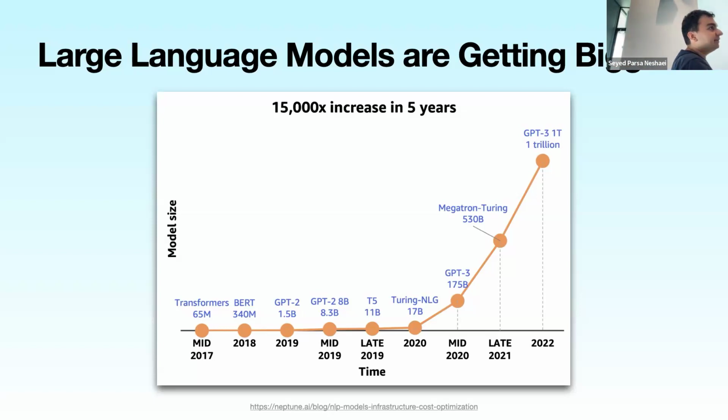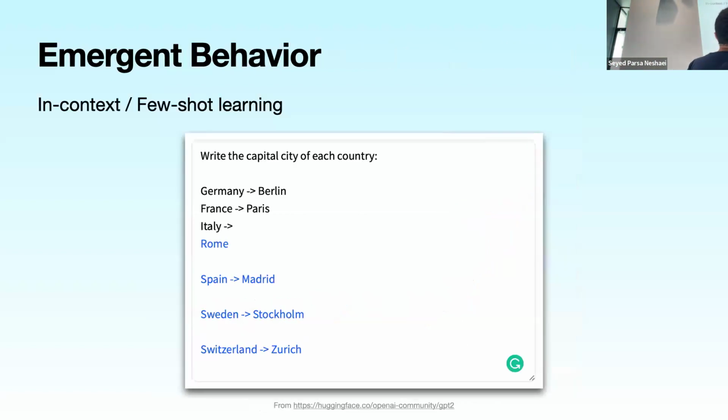15,000 increase in 5 years, and now it's even more. Because of the GPUs, NVIDIA is selling GPUs like hotcakes, and everyone is purchasing GPUs to train their big models. One interesting behavior is this: it can follow instructions, not only generate text, but answer questions.